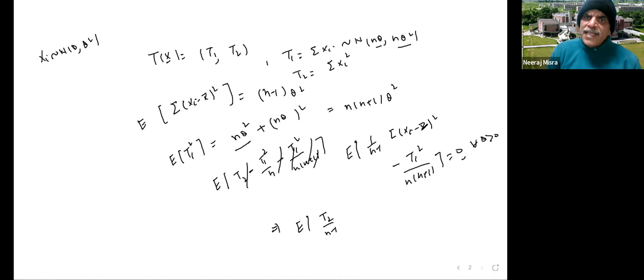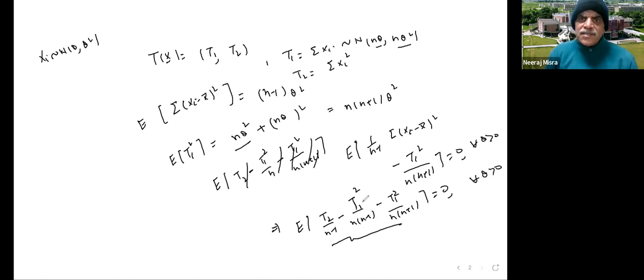Minus, this would be n x bar squared, so minus n upon n minus 1, but x bar is the same as T1 upon n. So T1 square upon n square. So this would become 1 upon n into n minus 1 T1 square, minus T1 square n into n plus 1, which is 0 for every theta greater than 0. But what is the probability that this is 0? This would be a continuous random variable. The probability that this would be 0 is in fact 0.